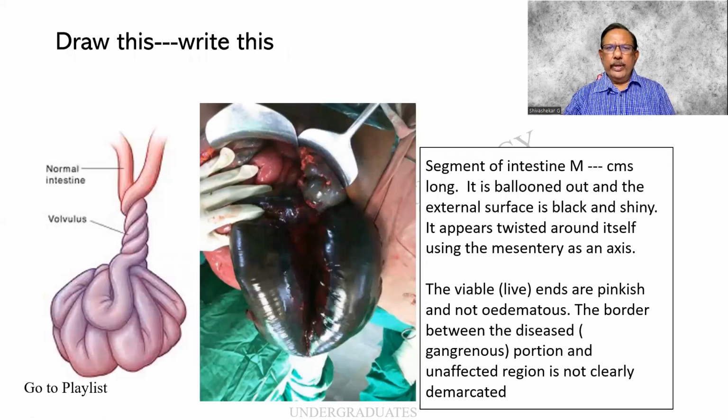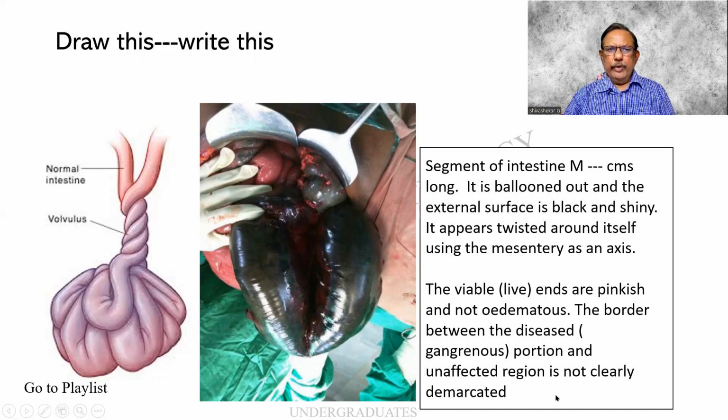I would like you people to kindly draw this as well as the previous diagram in your records, as well as the answer sheets. Look at this one. It is a small intestine, several meters long, and it has coiled around itself. And these are multiple segments or loops of the small intestine. I find that there is a grayish or purplish gray discoloration, whereas this is a viable, live, normal area. The junction between the two will not be very clear. So this is the description.